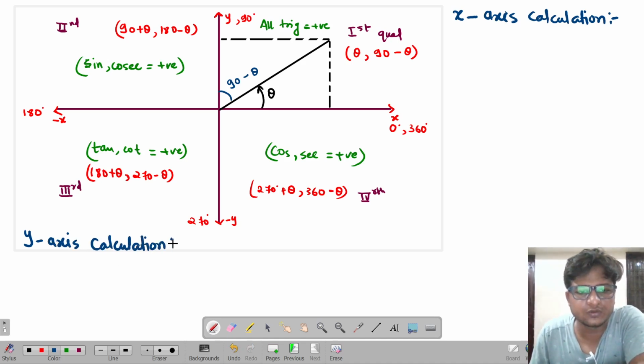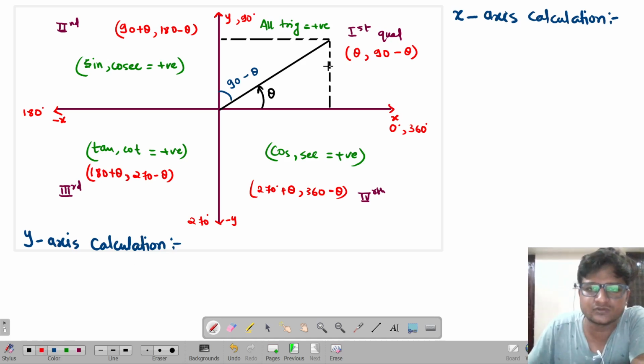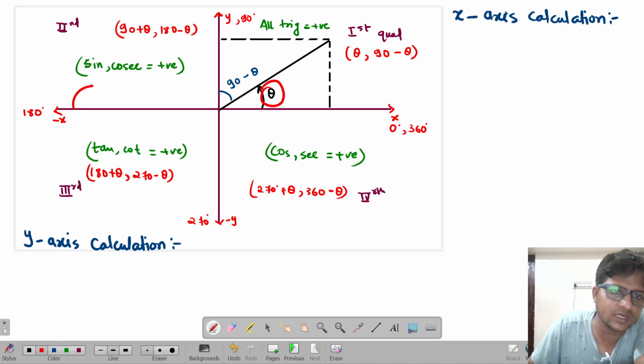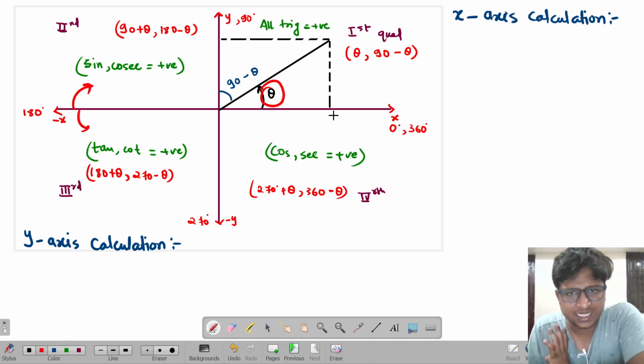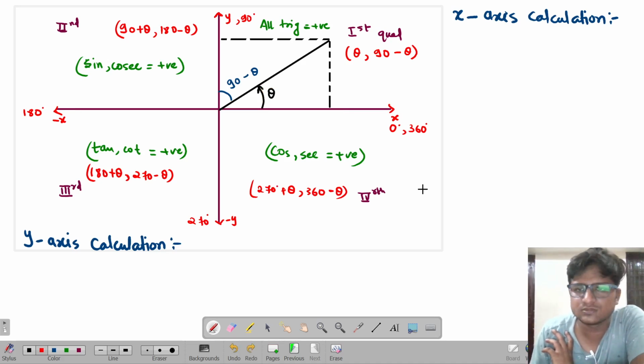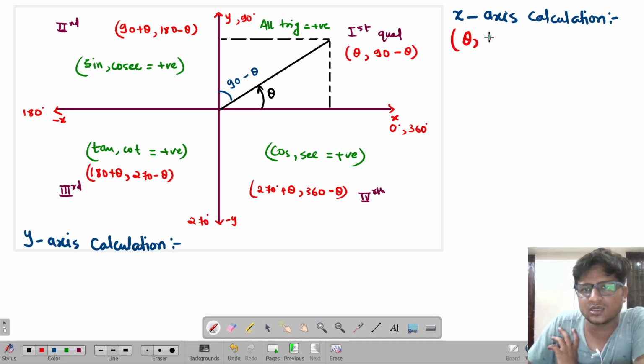See, by looking at this quadrant, you can see that from the x-axis we measure angle theta. Then we measure 180 minus theta and 180 plus theta or not. Tell me yes or no. And then I measure one more angle, 360 minus theta, also or not. 360 plus theta I'm not going to consider. Yes. So we can see that from the x-axis we have four angles. One is theta, 180 plus minus theta, and then 360 minus theta.